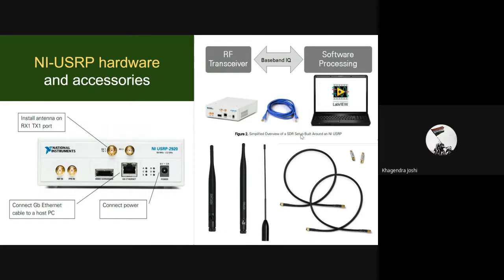So NI USRP hardware and accessories. Here you can see this is the front panel of the USRP, right? So there are TX and RX ports. Here you have to connect the antenna, right? Then some reference in and PPS in is required. So these particular ports are utilized.